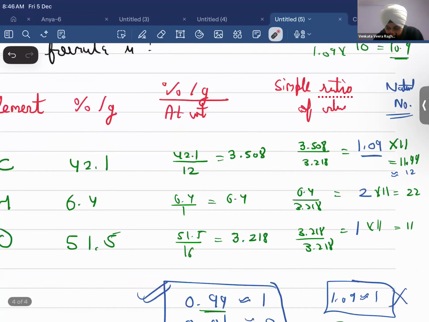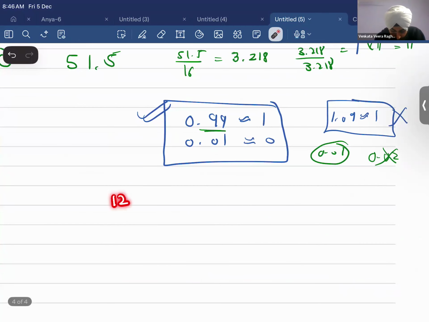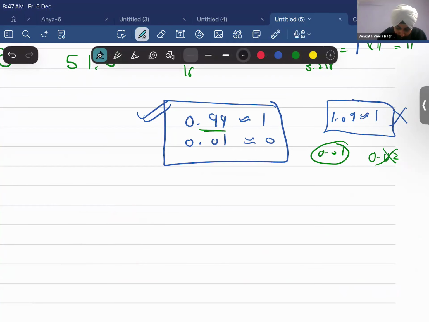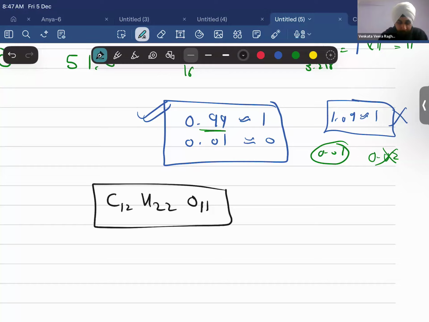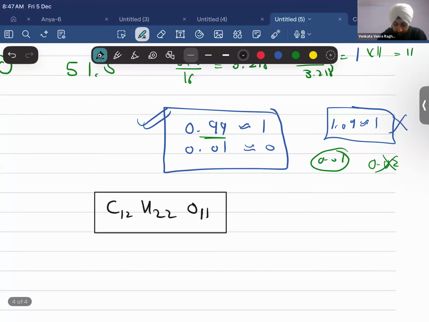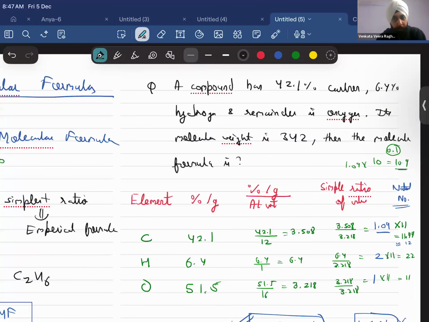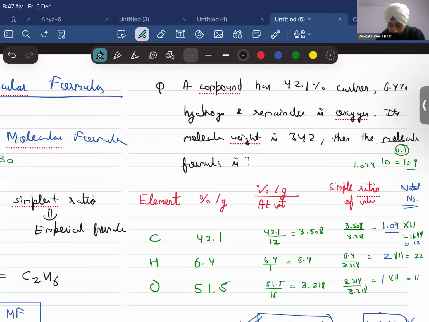Then sir, what is the final ratio I am getting? I am getting 12, 22, 11. This is for carbon, this is for hydrogen, this is for oxygen. So this will be your empirical formula as well. C12, H22, O11. Fine. But what did they demand? Did they demand the empirical formula? No, sir, they have demanded from us the molecular formula.